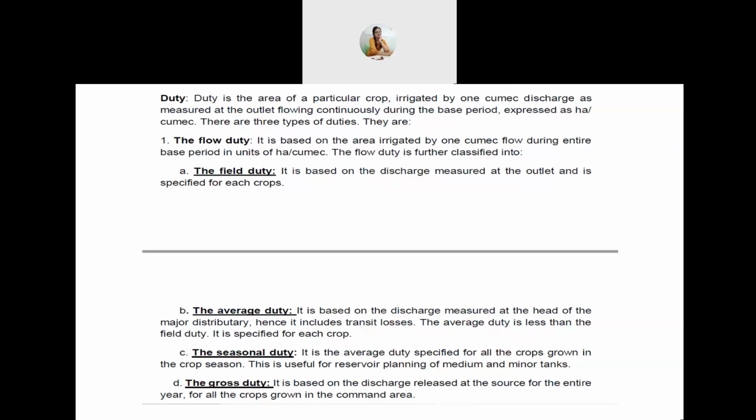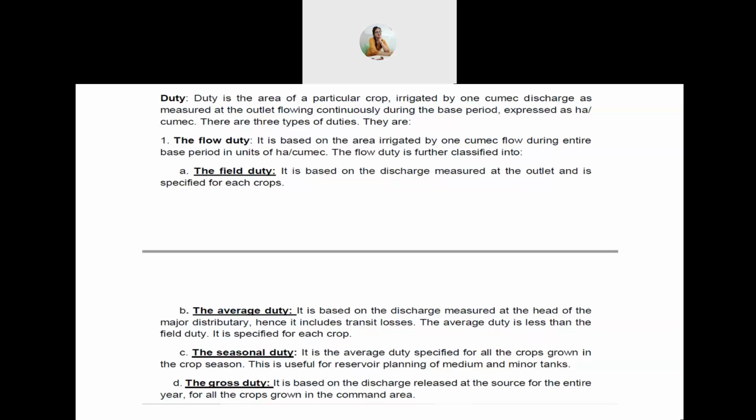Second is average duty, which is based on the discharge measured at the head of the major distributary. Hence, it includes transit losses. I want you to go through the term transit losses. What does transit losses mean? The average duty is less than the fill duty. It is specified for each crop.